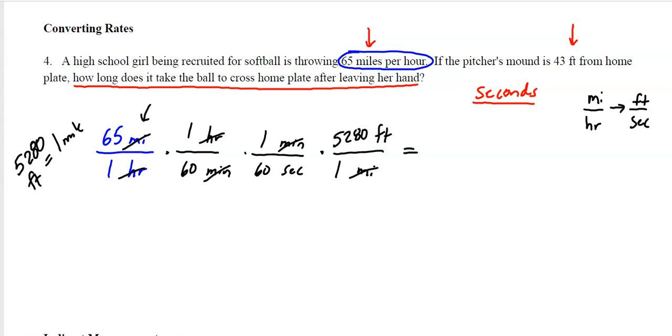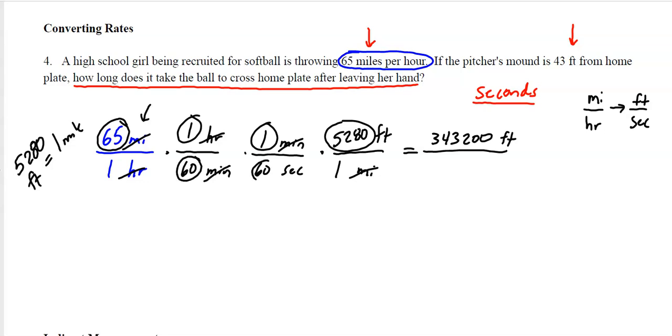So it's pretty easy. You just multiply all the top numbers. So I got to do 65 times 1 times 1 times 5280. So I'm going to use a calculator for that one. So 65 times 5280 is 343,200, and that's feet. And on the bottom, I have 60 times 60. The 2 ones don't really do anything. So that's 3,600 seconds.